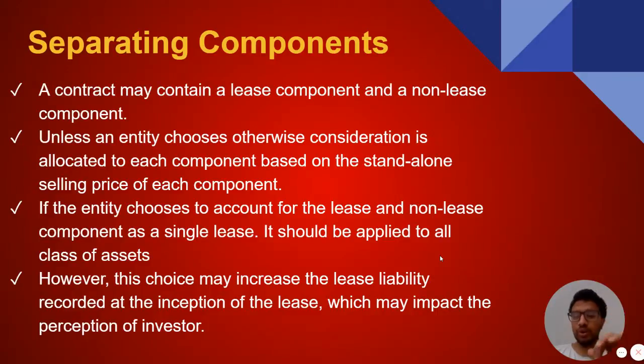What does the second numbered bullet point say? Unless an entity chooses otherwise, consideration is allocated to each component based on the standalone selling price. We have an example as well. It should be allocated based on their standalone selling price, like we used to do in case of revenue and all as well, right? So proportionate to the standalone selling price. Basically that same thing will be used over here as well.